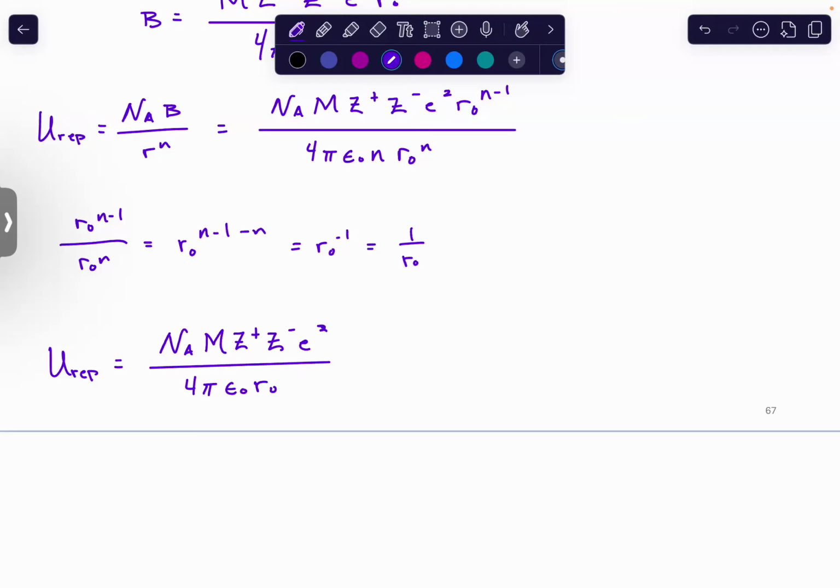Now, of course, we remember. Wait, am I crazy? Where did the n go? In the denominator. It's supposed to be there. Okay, cool. There we go. I just missed it.